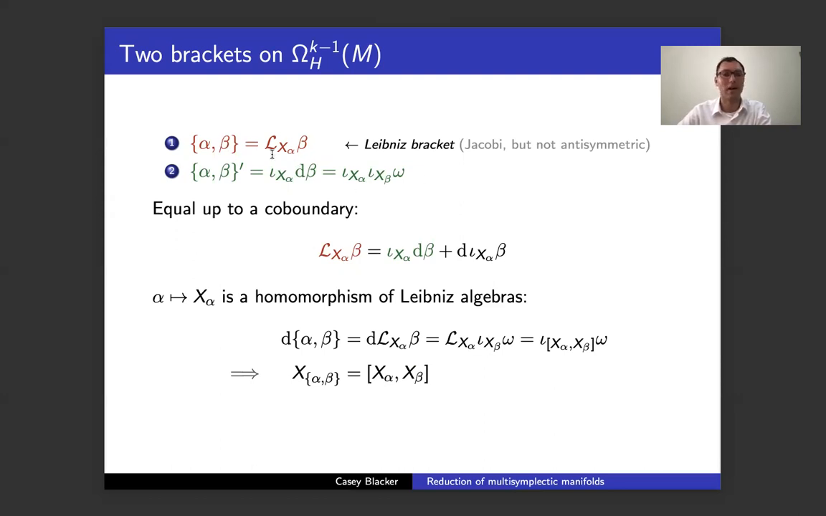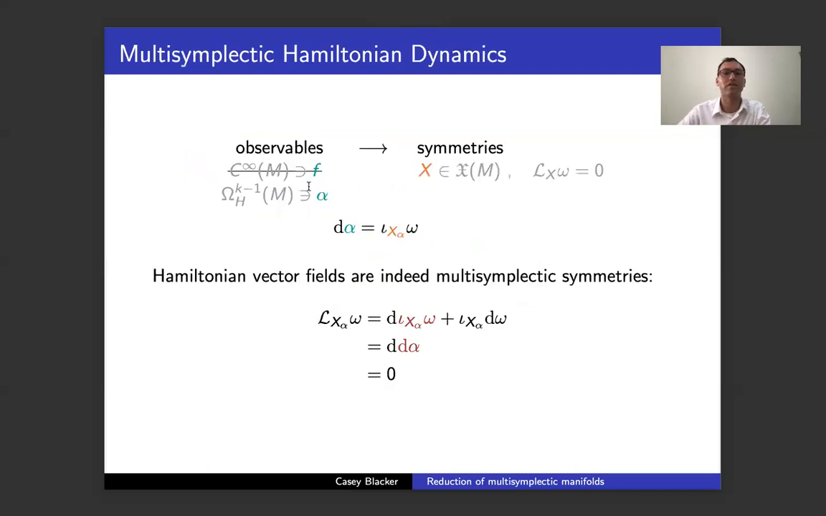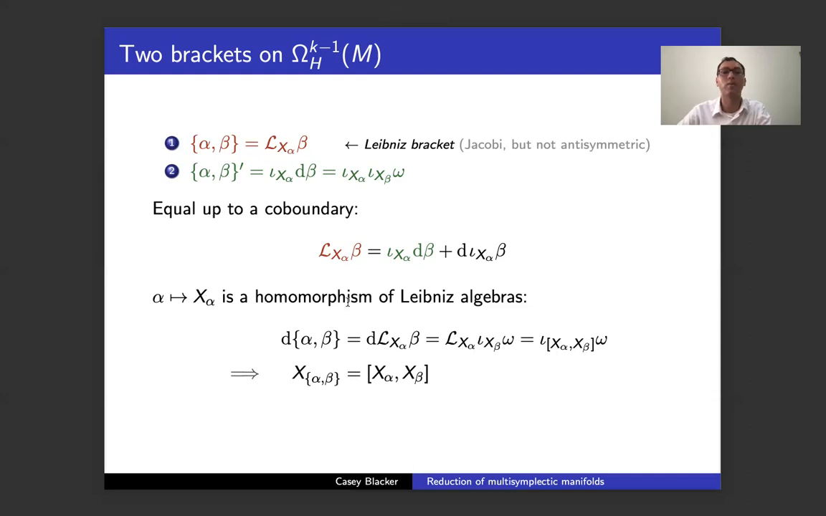And then there's another bracket, which I won't go into, but which I think is more common in the field, which bears a closer formal similarity with the definition of the Poisson bracket in symplectic geometry. But I'll note that both of these definitions do extend the symplectic Poisson bracket, and neither of them is a Lie bracket. They're both actually equal up to a de Rham coboundary. And then additionally, the map from this assignment of Hamiltonian vector fields is a homomorphism of Leibniz algebras. So that's straightforward.